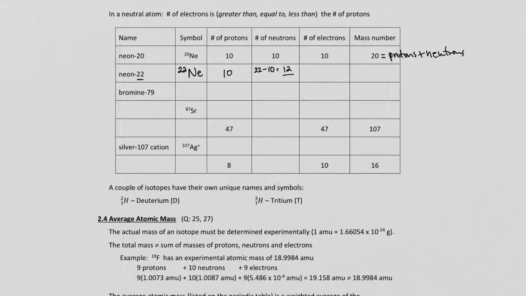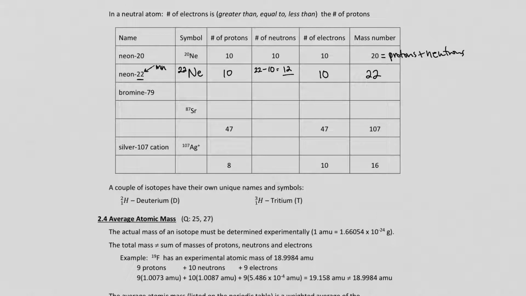Since there's no charge on the neon, nothing written up here as a charge like there is on this silver, the number of electrons would just equal the number of protons. And the mass number, since we're told right here, is 22. Again, it's protons plus neutrons.